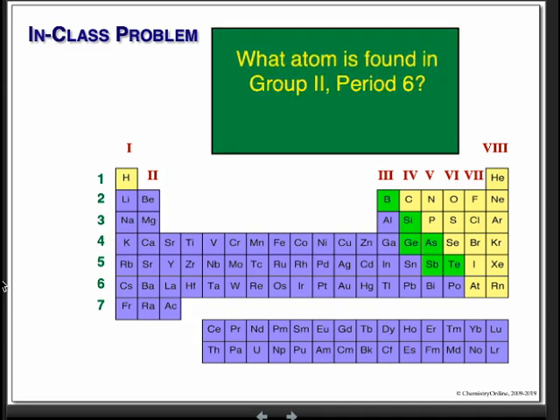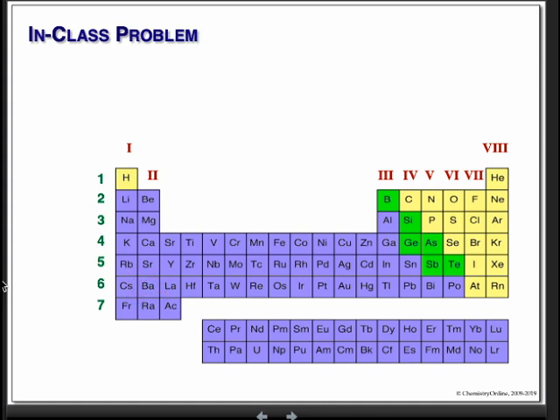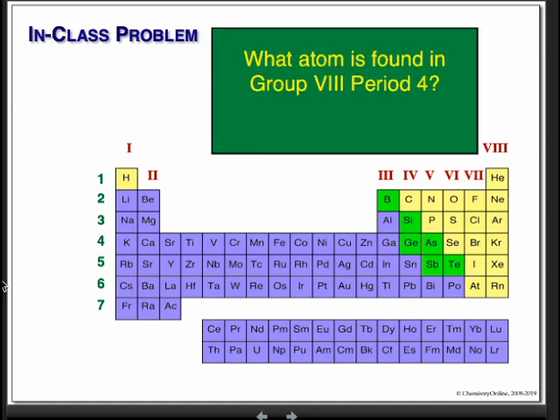Group 2, period 6. So we're 2 down to 6. That's Ba, barium. And one more. Group 8. Group 8 are the inert gases. Period 4 takes us down here to Kr. Kr is krypton, not kryptonite, krypton. Any questions?